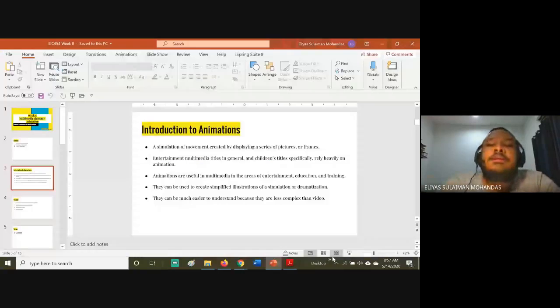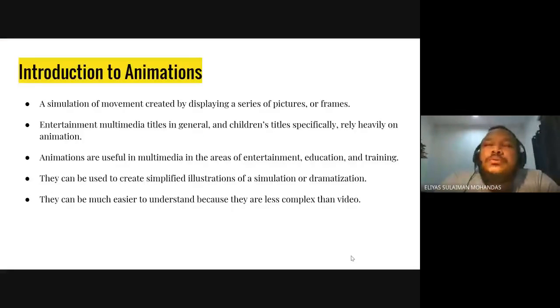Okay, when you work together with your group members, you may need to discuss together and decide on which part in the so-called website that you may want to include animation, on which part that you may want to use video, or on which part that you may just want to stick with images or maybe narrations, and so on and so forth, yeah.